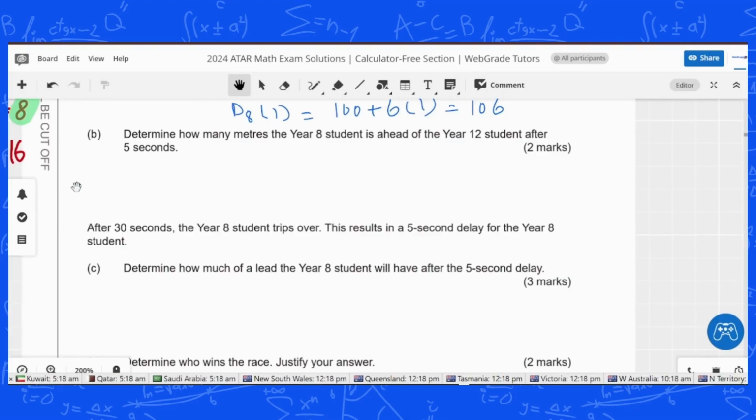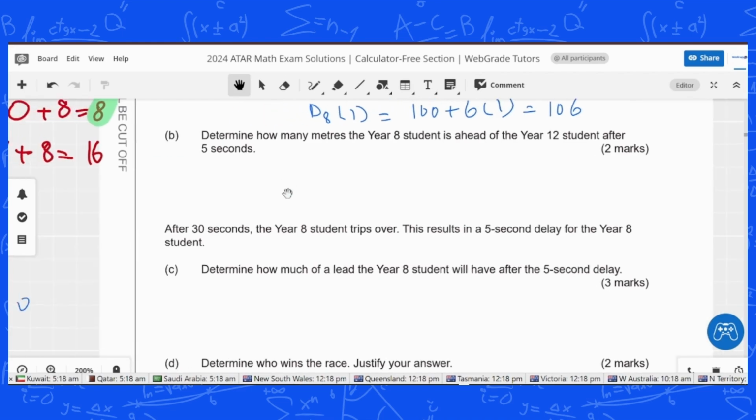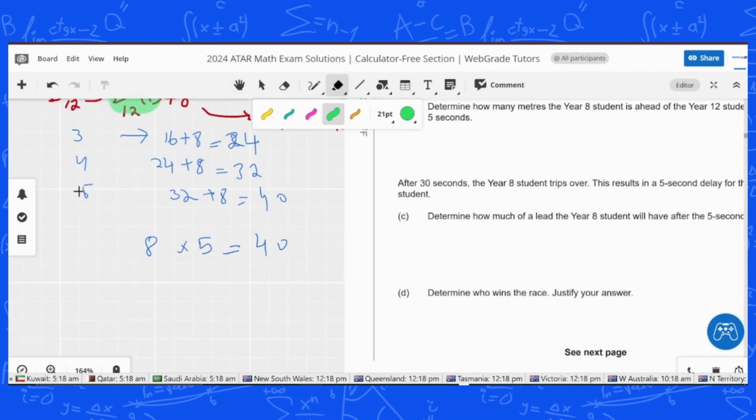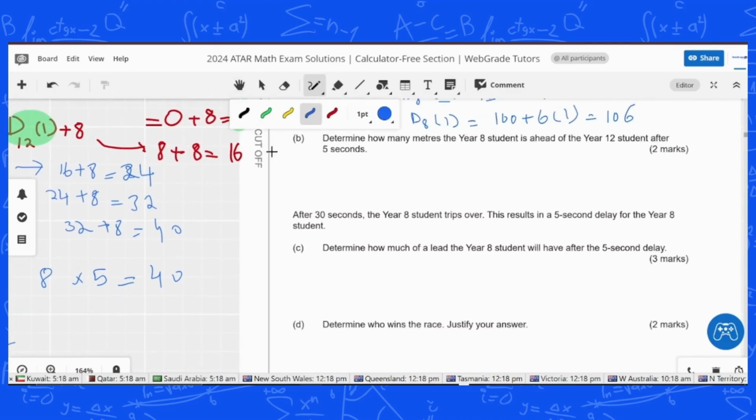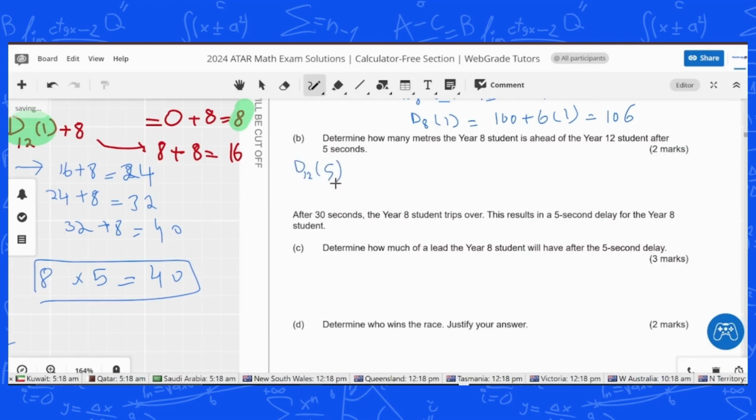Let's calculate each student's position after 5 seconds. I was working with the nth term for 5 seconds of this series. You can also work for the 6th second, the 7th second, the 8th second. But here we are going with 5 seconds. So the 5 second answer was 8 times 5, which is equal to 40. So for the year 12 student after 5 seconds, we can take 8 times 5, which is equal to 40 here. We can write 40 meters.